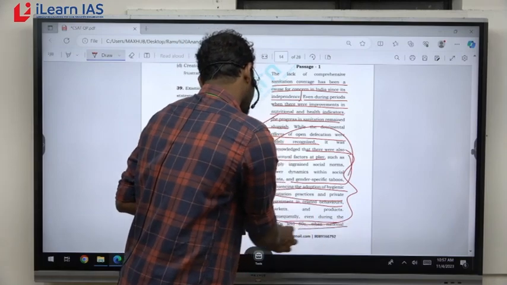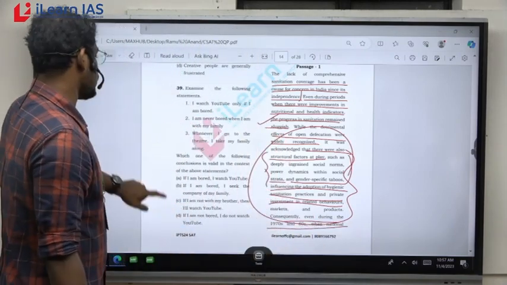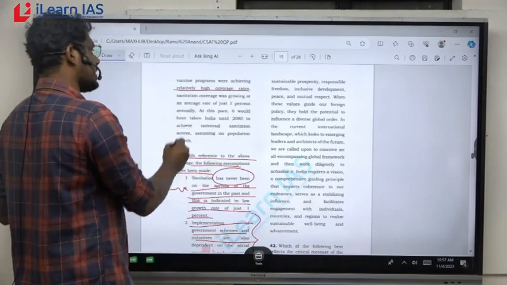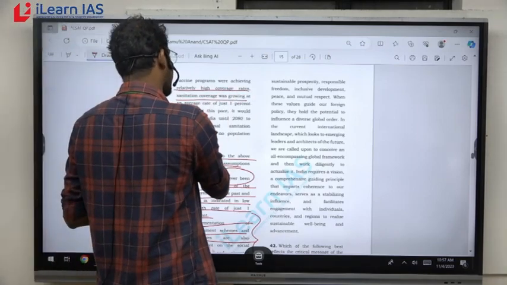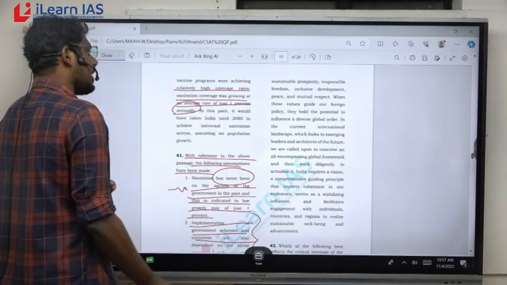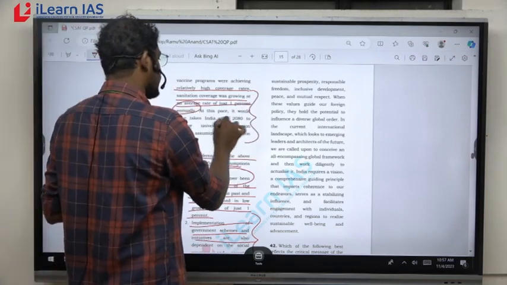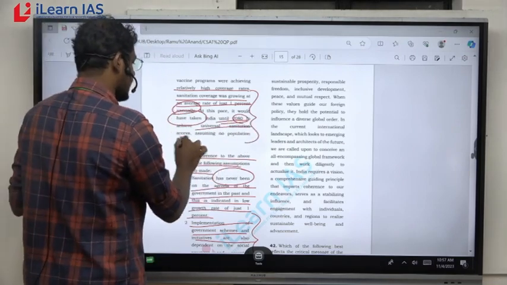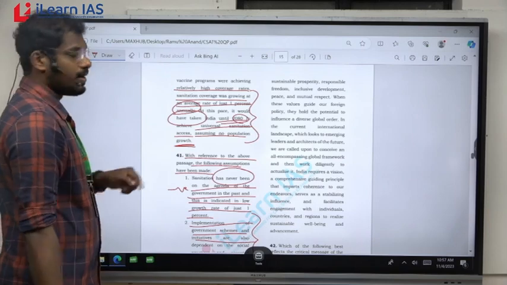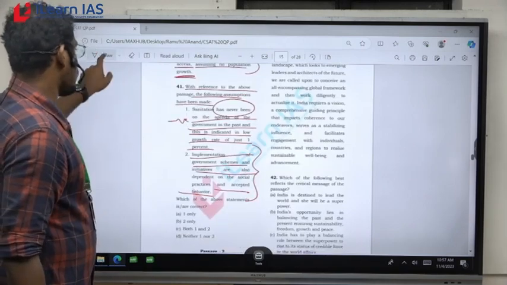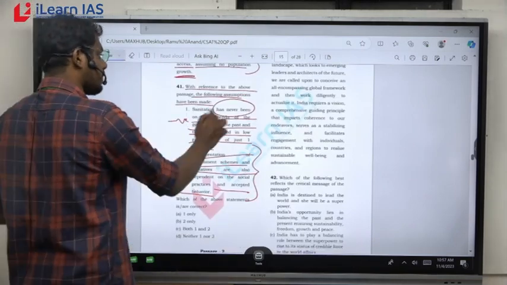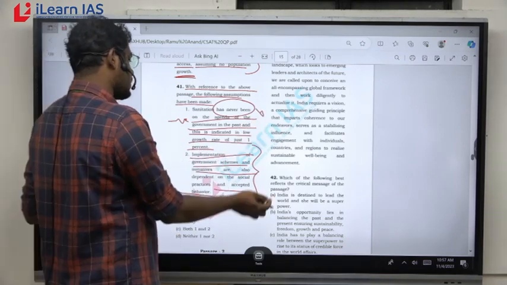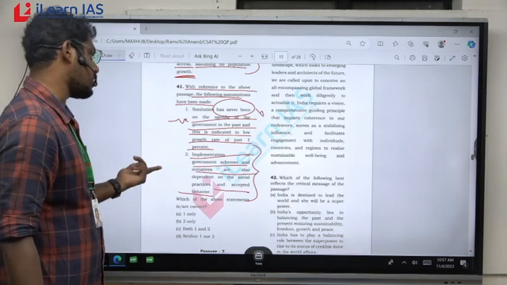Consequently, even during the 1970s and 80s, when national vaccine programs were achieving relatively high coverage rates, sanitation coverage was growing at an average rate of just 1% annually. At this pace, it would have taken India until 2080 to achieve universal sanitation access, assuming no population growth. Okay, so now moving back to the question: sanitation has never been on the agenda of the government in the past. No, this is incorrect.